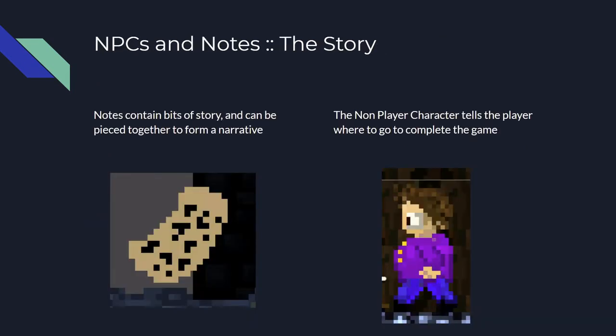Another key element of the game are the NPC and the notes. The notes contain a couple lines, usually relating to the story. If you piece them together, you could possibly form a narrative. The other key element is the non-player character. The non-player character contains a fair bit of dialogue that tells the player where to go to finish the game. The dialogue, however, is in a rhyming form, so whether or not you can decipher it is up to you.